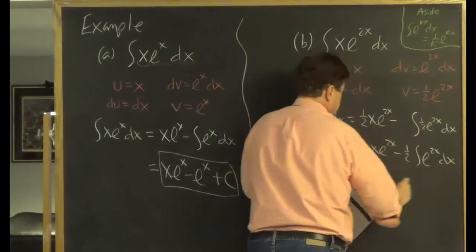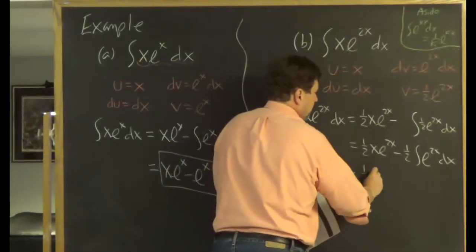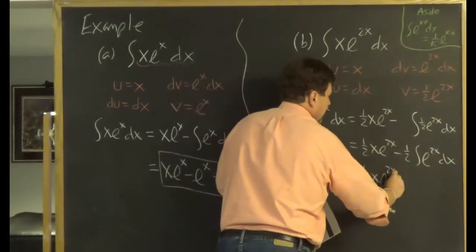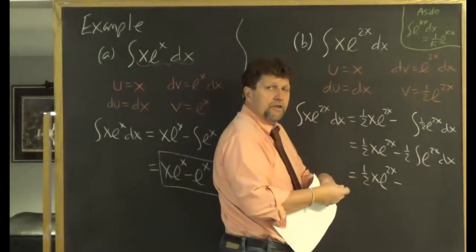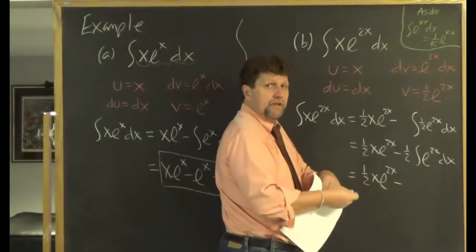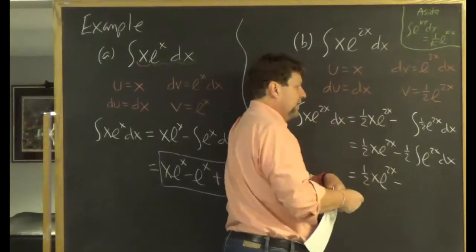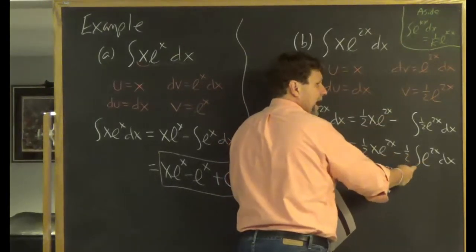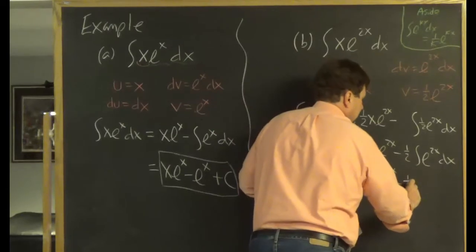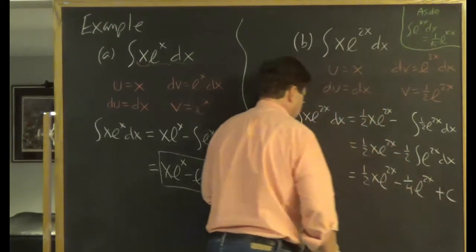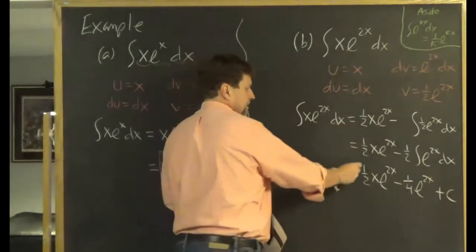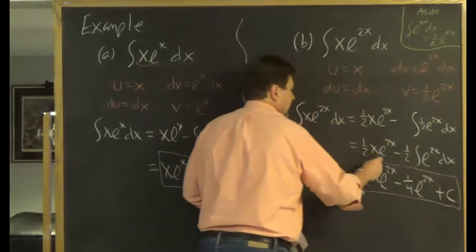And final step is integrating e to the 2x. Well, we know the integral of e to the 2x is 1/2 e to the 2x. We've already done it. So 1/2 times 1/2 e to the 2x gives us a 1/4 e to the 2x plus c. So that's the antiderivative.